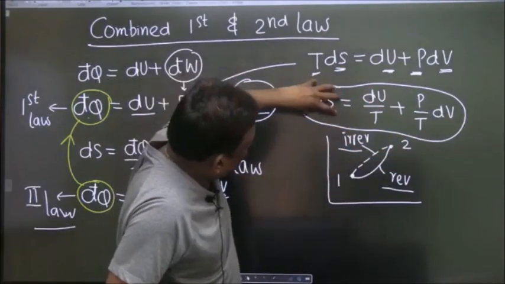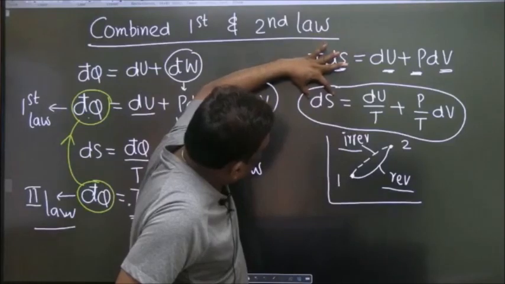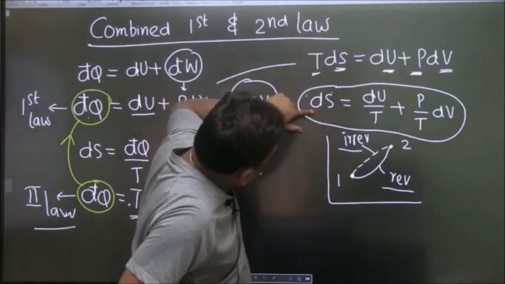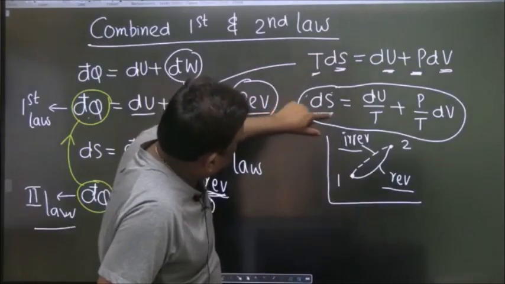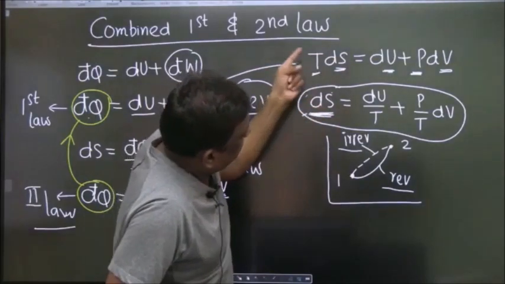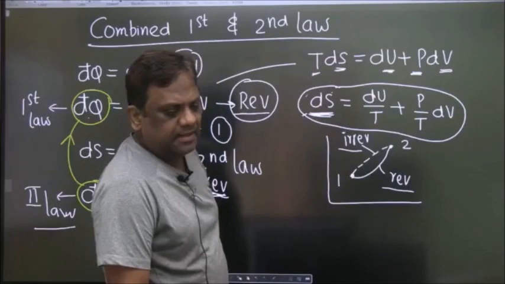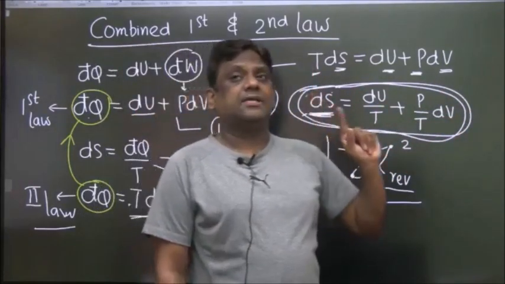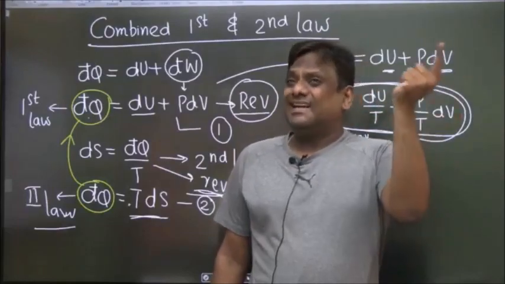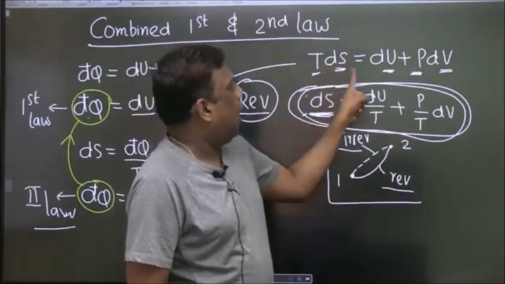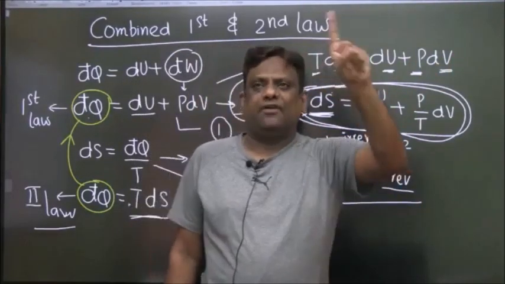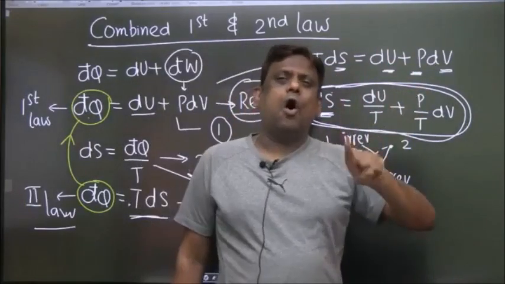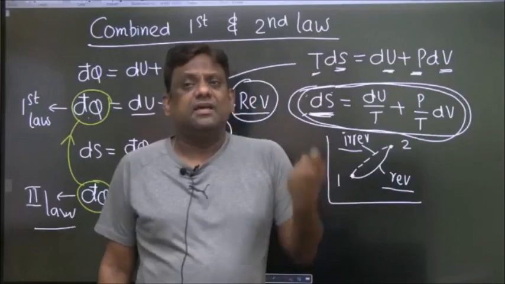Means I can use this because entropy change, or entropy, is a property. This change will give me the same value. सुनो ध्यान से. This change will give me the same value whether it is reversible or irreversible. That's why this equation is valid for reversible as well as irreversible process. The reason is it is connecting all properties. There are no path functions. It is valid for all processes. What do you mean by all processes?